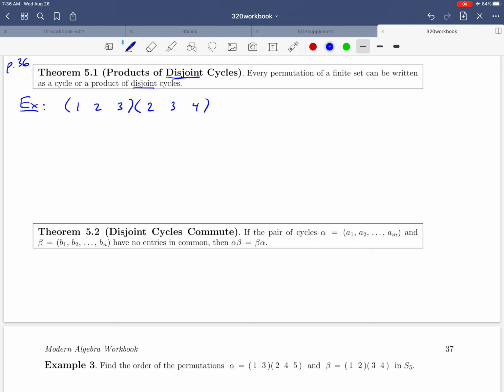Now my first comment here is that this product of cycles that we wrote down is not disjoint. The reason it's not disjoint is because it shares the number 2. Notice that 2 appears in both of those two cycles. And so what this theorem says is that there should be a way to rewrite this permutation so that it's either a single cycle or a product of disjoint cycles. In other words, cycles that don't share a common number like 2.